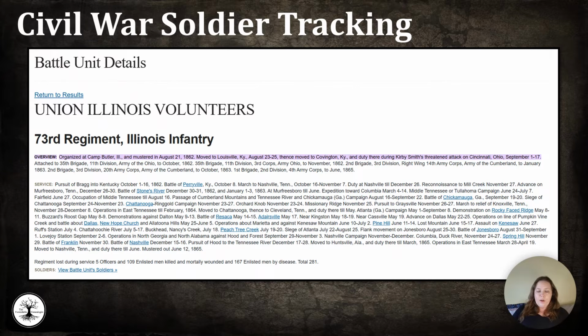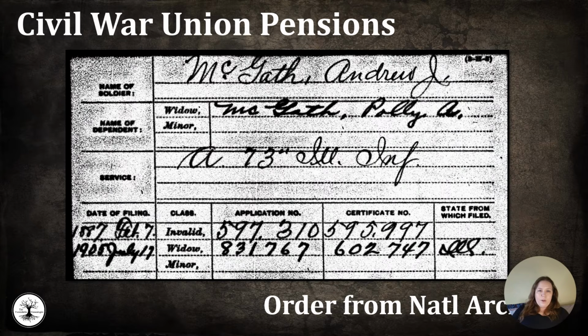And then from here, you can learn more about individual battles. For any Union Civil War soldier, you'll want to check and see if they have a pension file at the National Archives. There's a link in your handout to order it, and it's cheaper to order it from civilwarrecords.com than ordering it from the National Archives, and it's a lot faster. These can be 100 to 300 pages long as well.